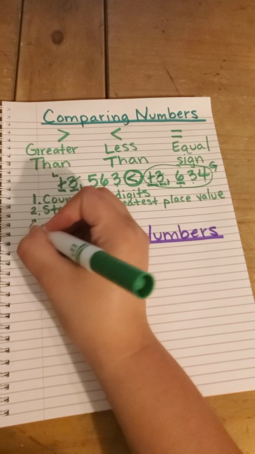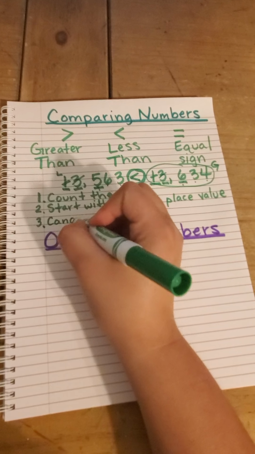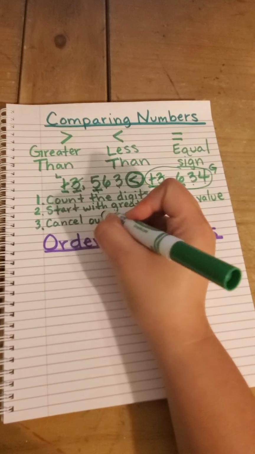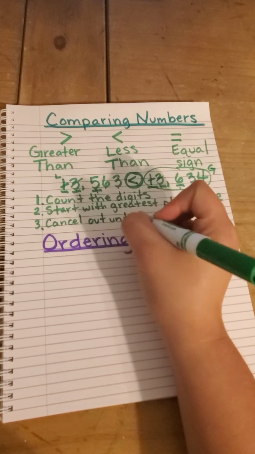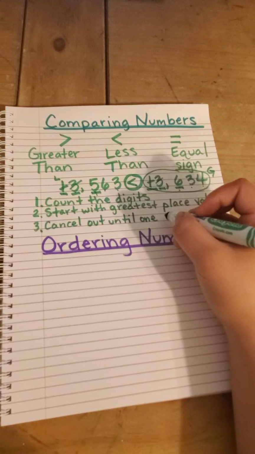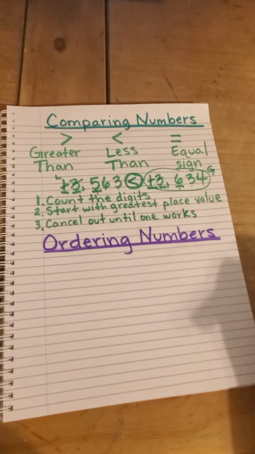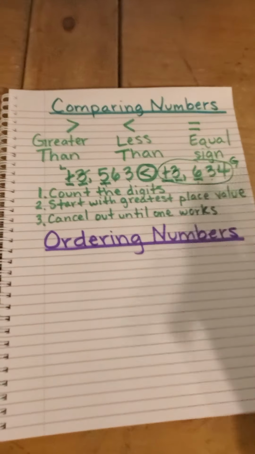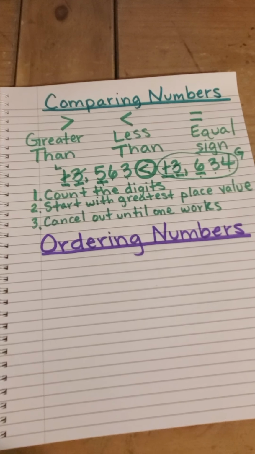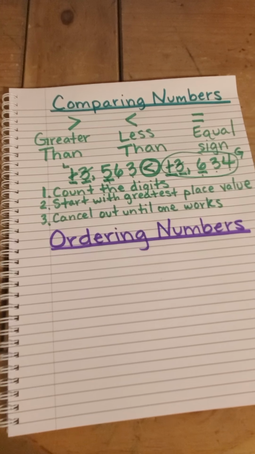So that third step we used was cancel out until one works. All right, so that is comparing numbers using place value and canceling out, starting with the greatest place value.